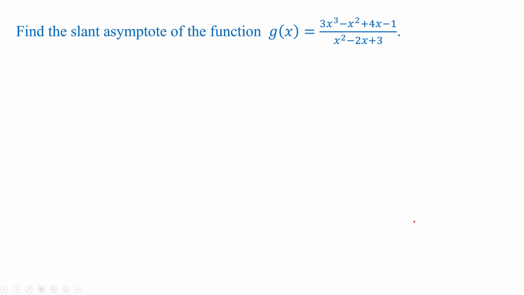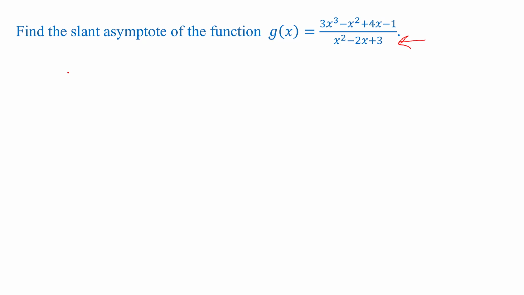We're going to find the slant asymptote of the function g of x that we just looked at. So we take 3x cubed minus x squared plus 4x minus 1 over x squared minus 2x plus 3. To find that slant asymptote, if possible, I would use synthetic division. It saves some time. But noting that I have a quadratic in the denominator here, we will need to use long division.